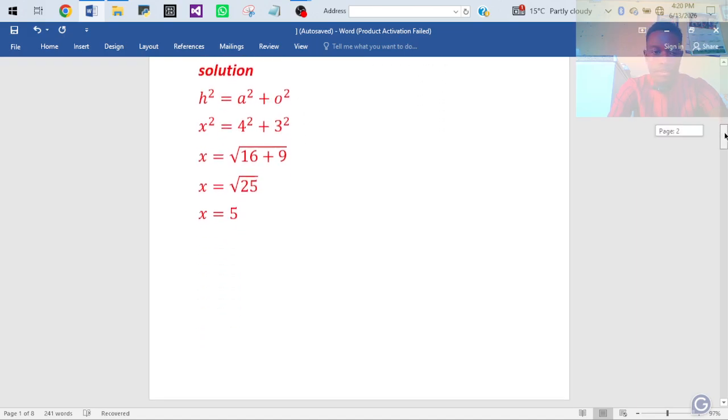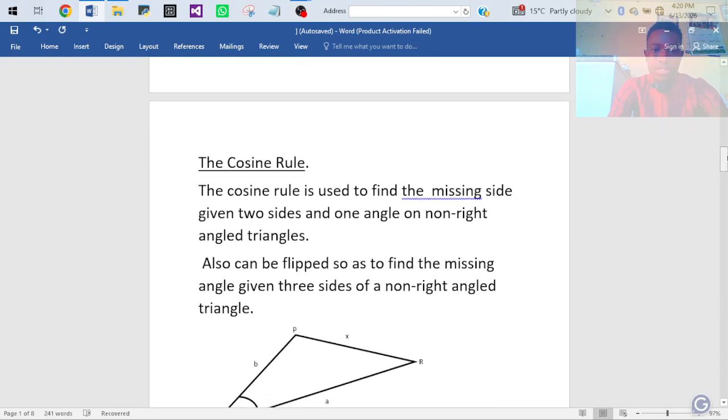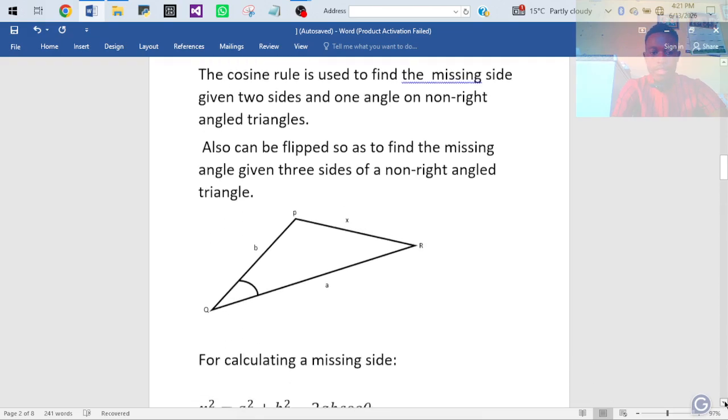Now we have the cosine rule. The cosine rule is used to find the missing side given two sides and one angle, for other than right-angled triangles. The Pythagoras theorem only works on right-angled triangles, not other triangles like scalene, isosceles, or any other kind of triangle. So the cosine rule is used for those which are non-right-angled. It can also be flipped so as to find the missing angle. Okay, so these are the formulas.